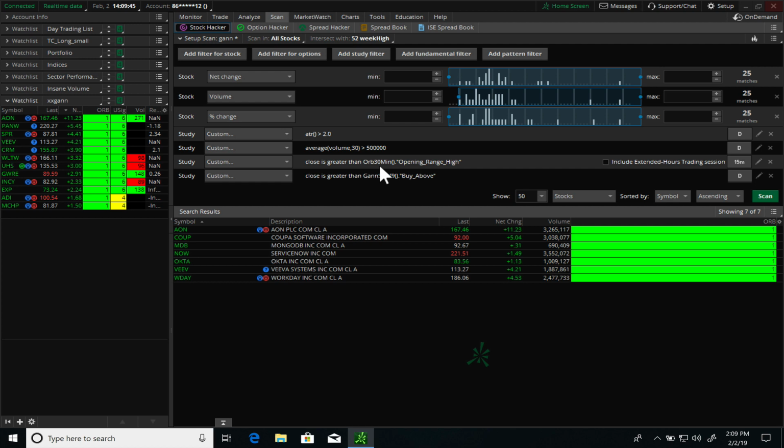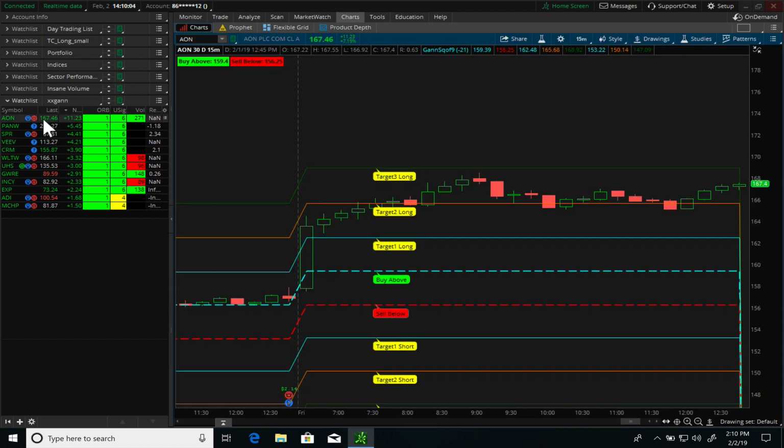And I also looked at stocks that closed above the 30-minute opening range breakout. And finally, stocks that are closing over the buy on the Gann Square of 9 code that we have, right? So it leaves a small set of stocks to focus on now. When we go back, we can focus on some of these stocks here.